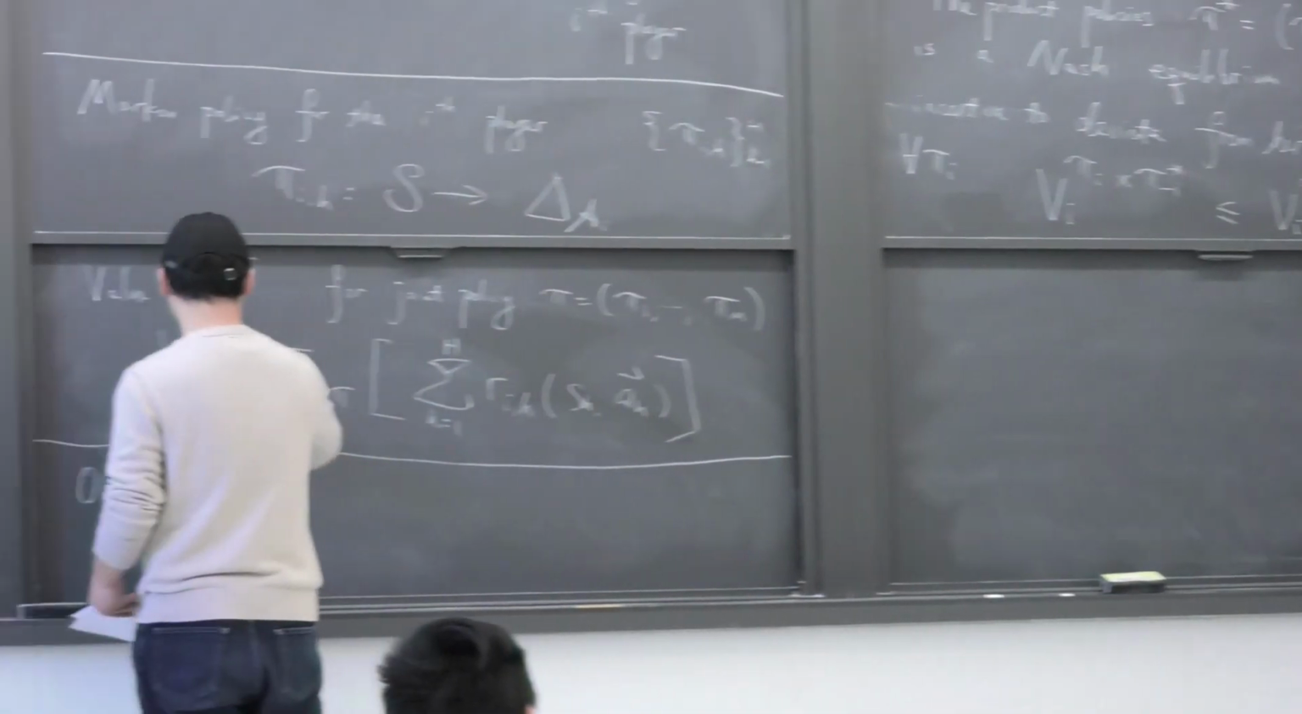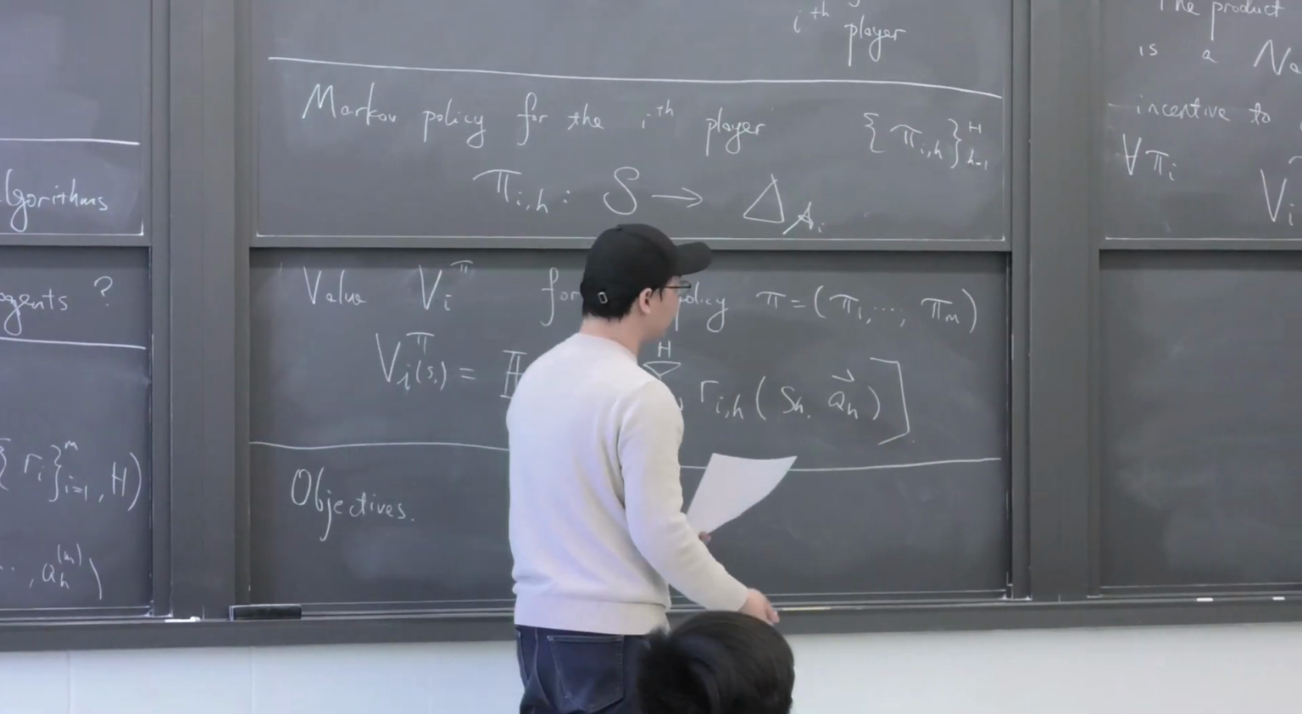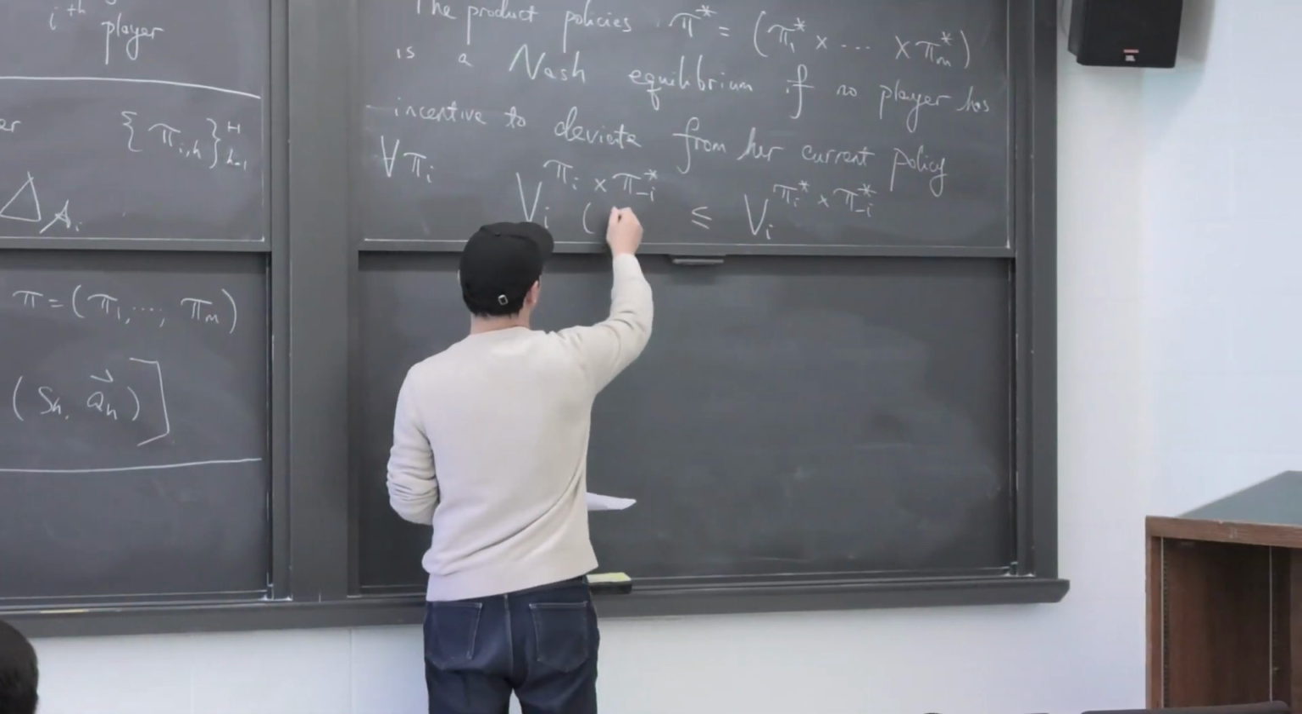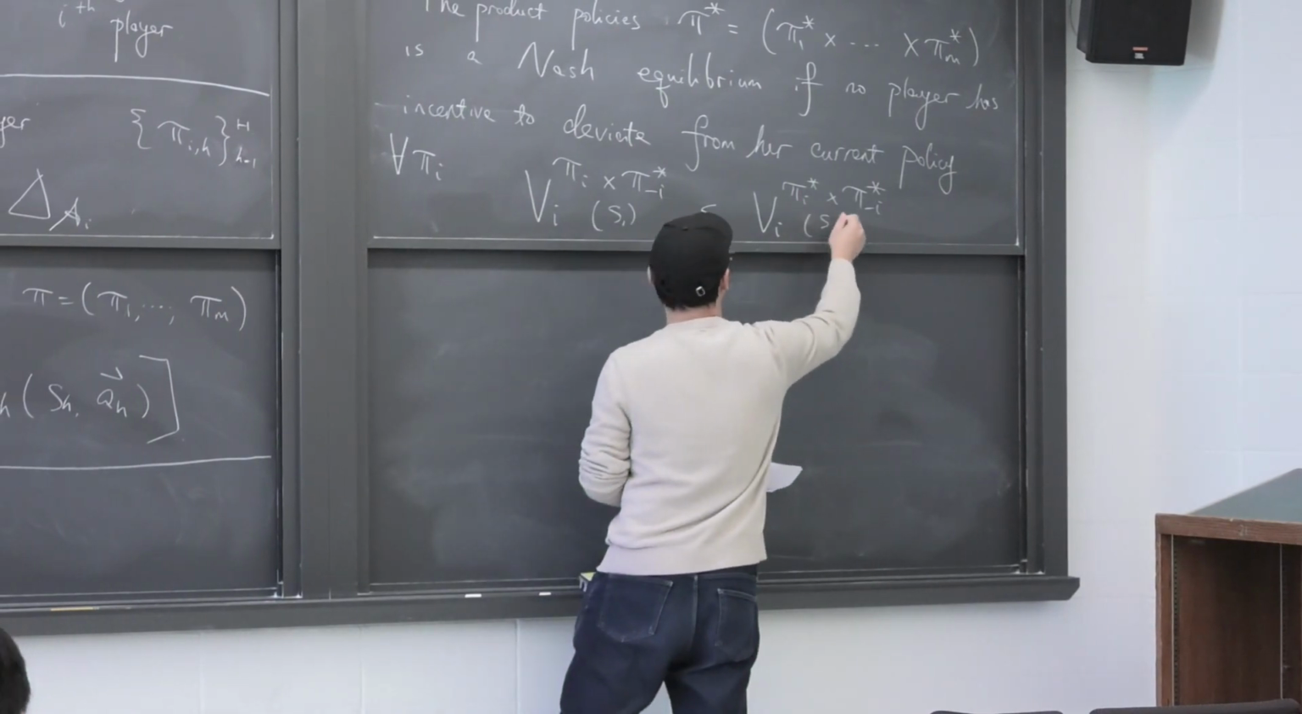Sorry, this is the value of player i at the first state. You can also see, just put state 1 here, state 1 here.